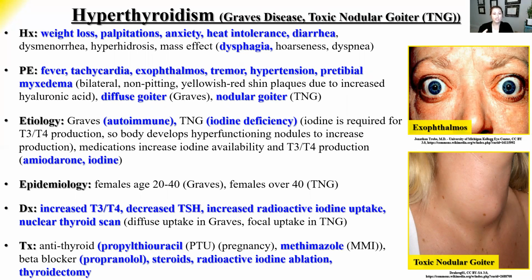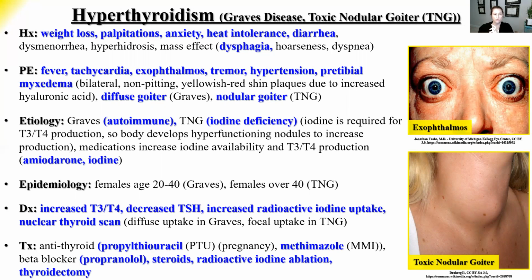Tremor, hypertension, remember everything's revved up. Pretibial myxedema. This is a bilateral, non-pitting yellowish red shin plaques. And this is due to an increase in hyaluronic acid that's associated with this disease. If they have a diffuse goiter or enlarged thyroid, we call this Graves. If it's a nodular, we call it toxic nodular goiter.